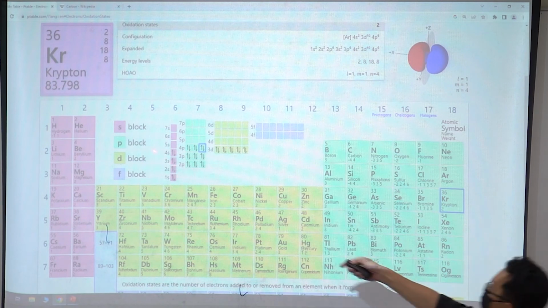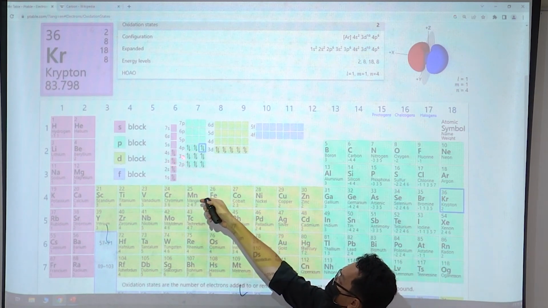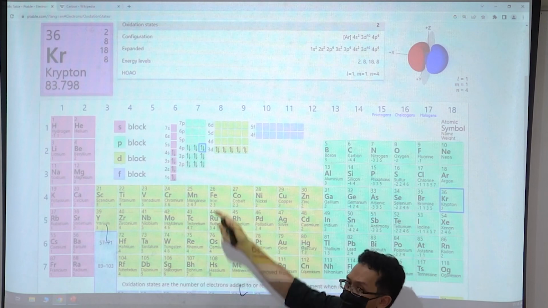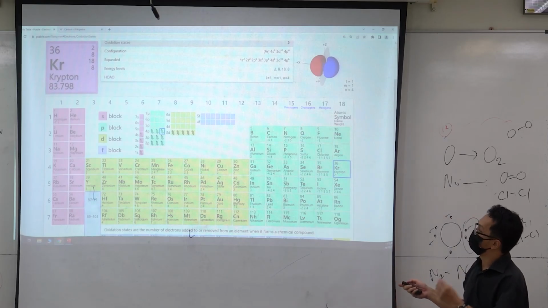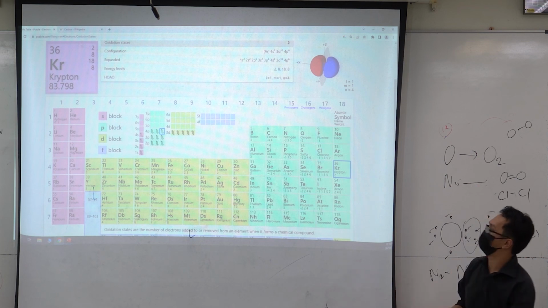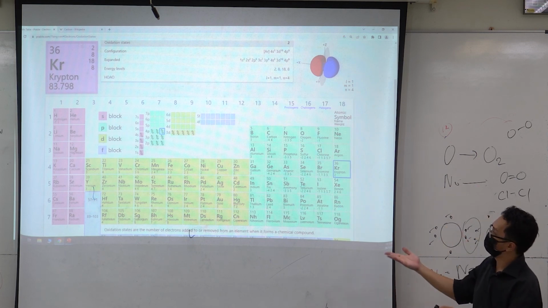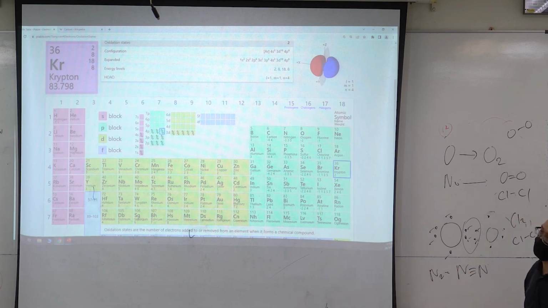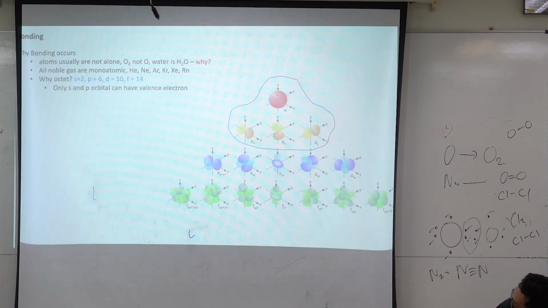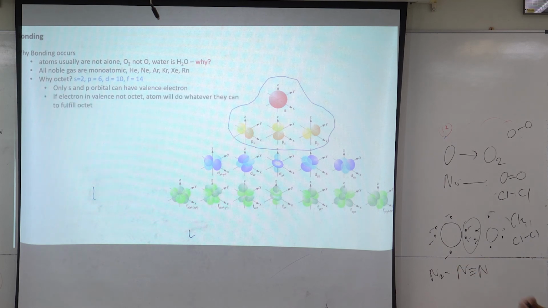Because the S only occupies 2 and the P can occupy a maximum of 6, 6 plus 2 is 8. That's why we call it octet: only the S orbital and P orbital can become the valence orbital. The D and F cannot be the valence orbital. So that's the reason for that. Only S and P orbitals can have valence electrons.